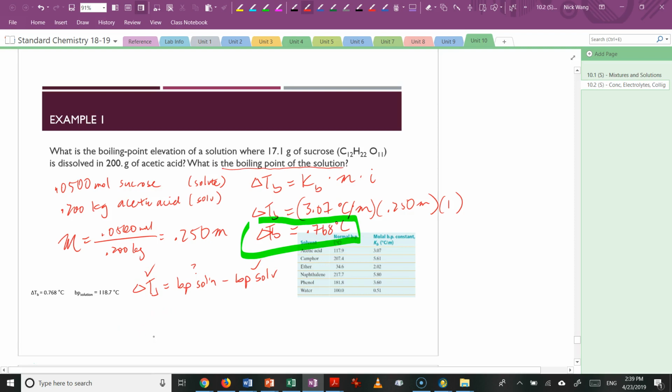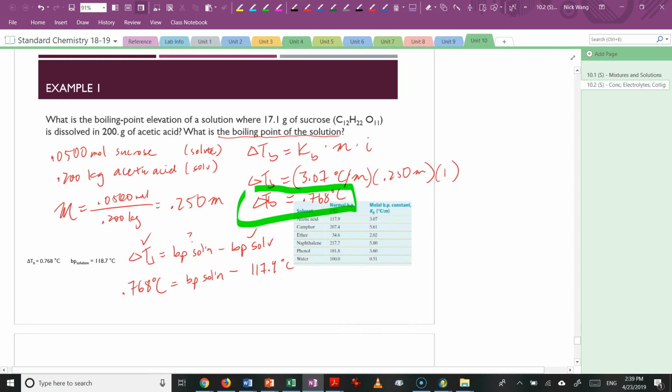We have 0.768 degrees Celsius equal to the boiling point of my solution minus 117.9 degrees Celsius. Solve for the boiling point of the solution. That's going to equal 108.7 degrees Celsius, and that is your other final answer. Alrighty, that'll do it.